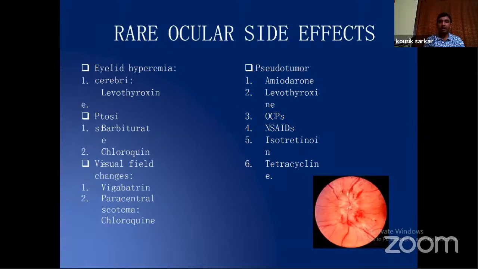We can have eyelid hyperemia with levothyroxine use, ptosis with chloroquine and barbiturates use, and in chloroquine toxicity we can have visual field changes like paracentral scotoma. Some drugs like amiodarone, levothyroxine, OCPs, NSAIDs, isotretinoin, and tetracycline cause pseudotumor cerebri with bilateral optic disc edema.